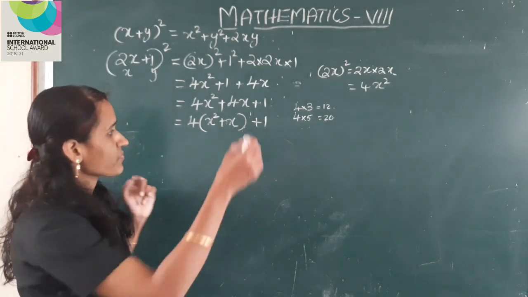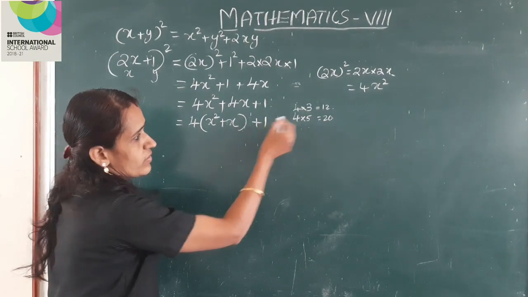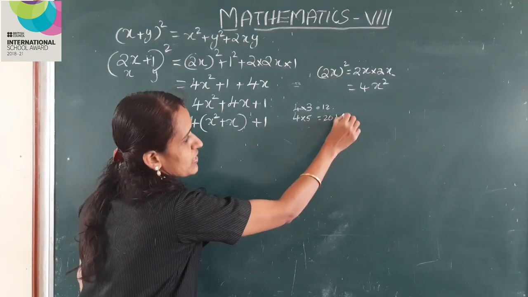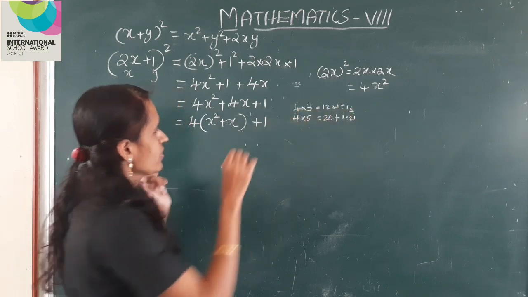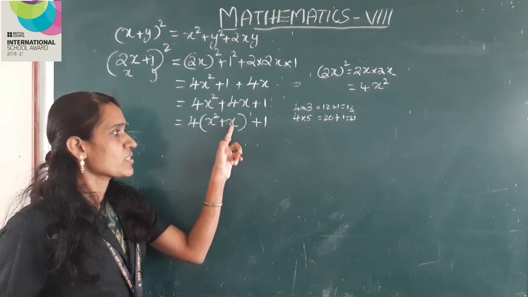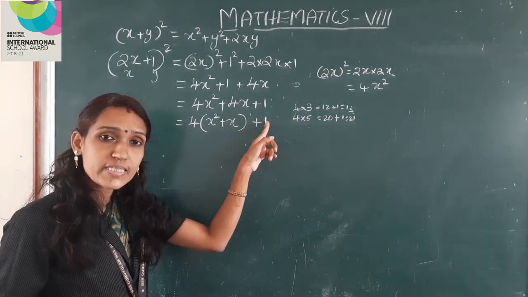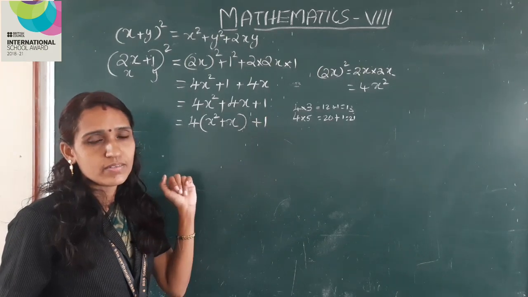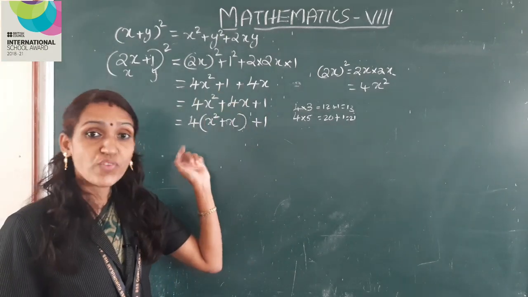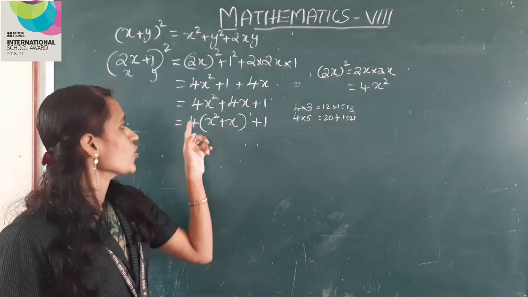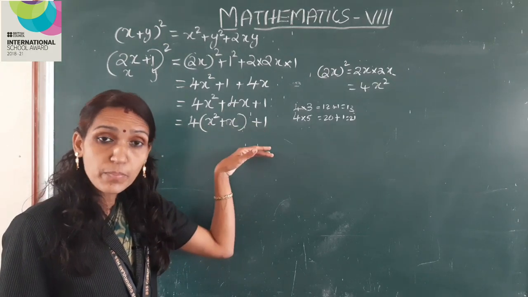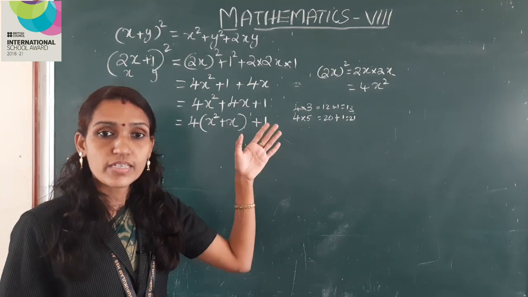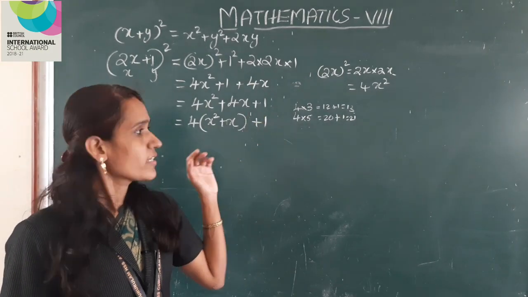Okay, then plus 1: 20 plus 1 is 21, 12 plus 1 is 13. 4 into x square plus x plus 1 is an odd number. From this we get another fact: 4 into x square plus x plus 1 divided by 4 gives 1 as the remainder.